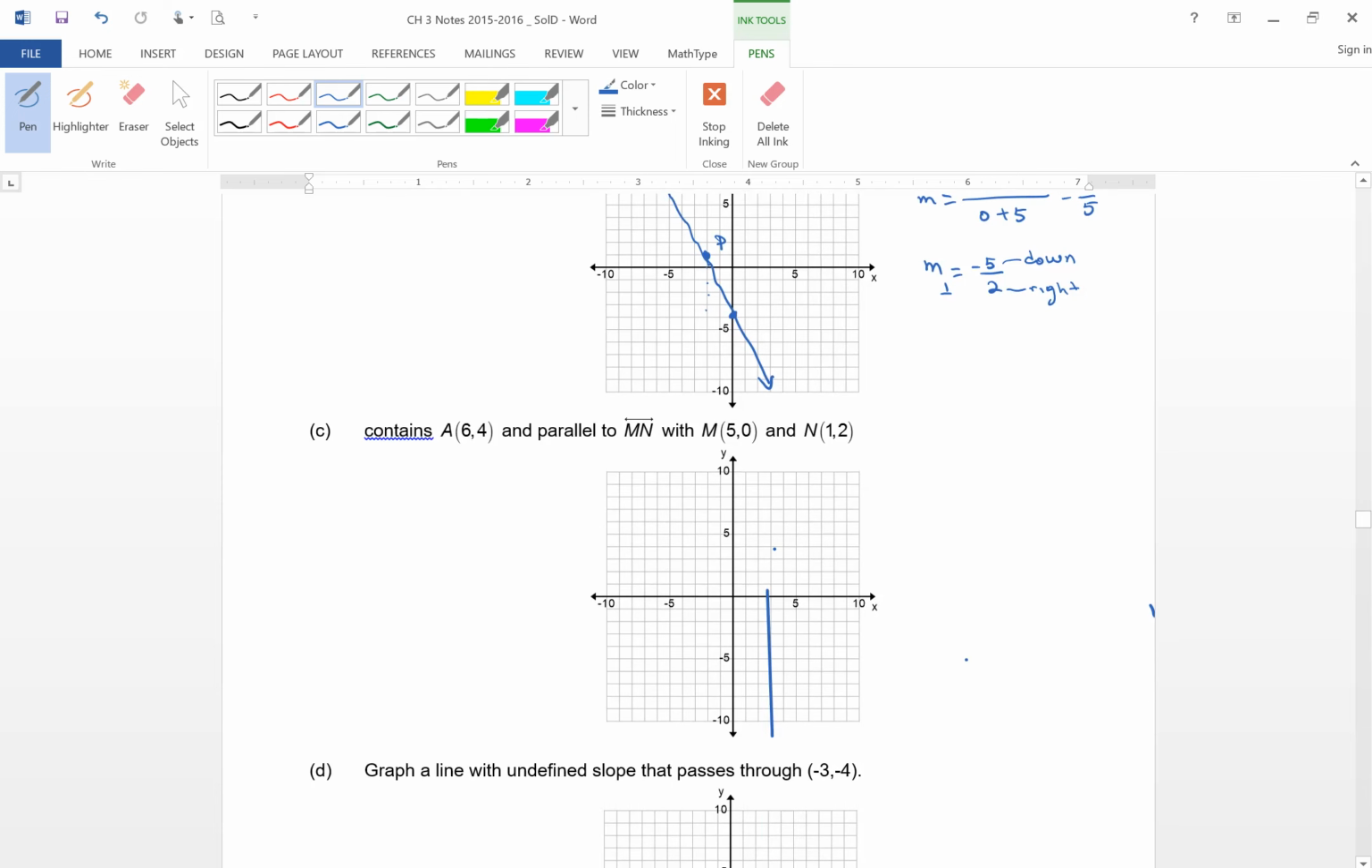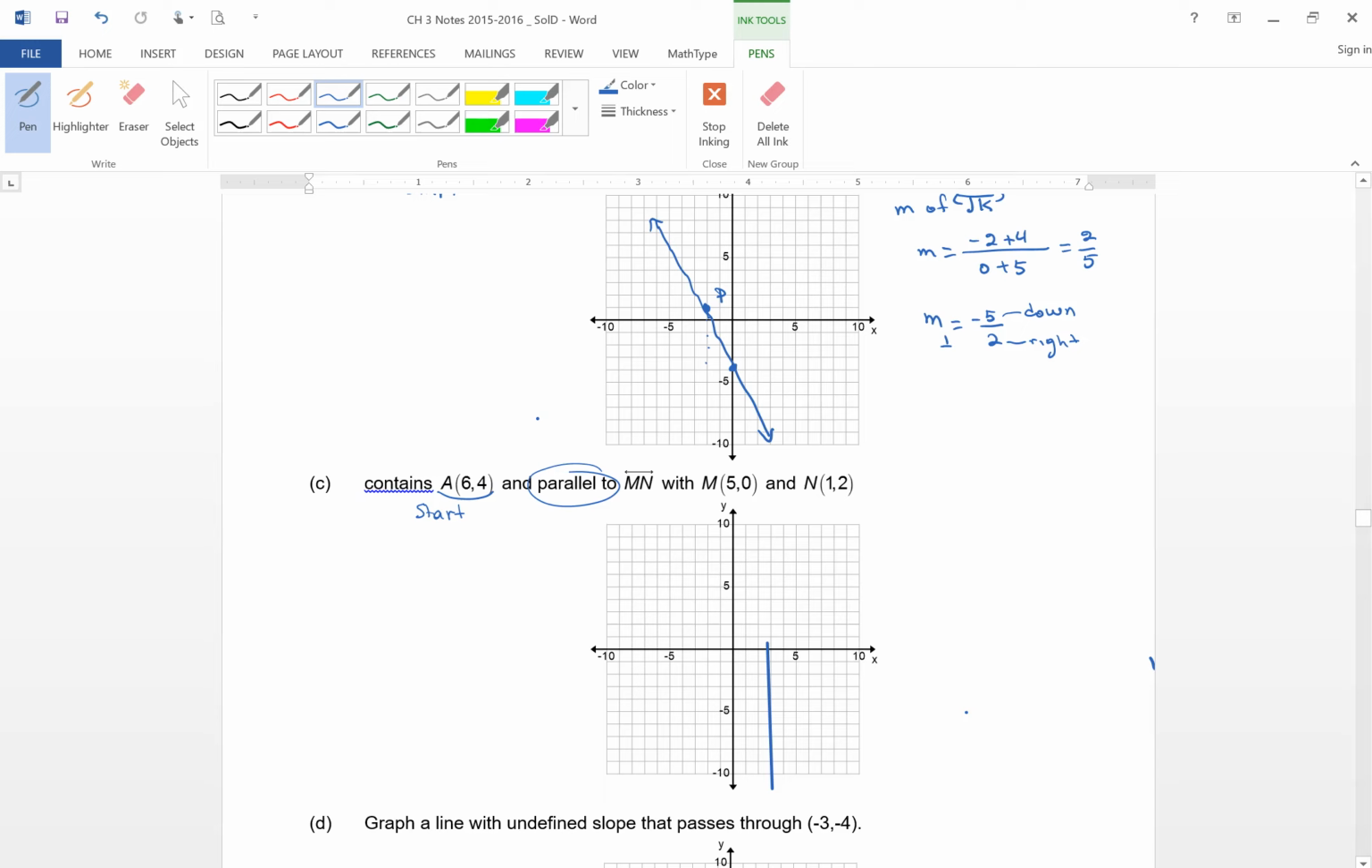The next one contains this point, so that's what I start with. And now it's parallel to MN. Parallel means... Oh, no, I thought I understood the other one. Where did you go down for the line perpendicular? From what point did you go 5 down? From this initial point, I went down 5 and over 2.